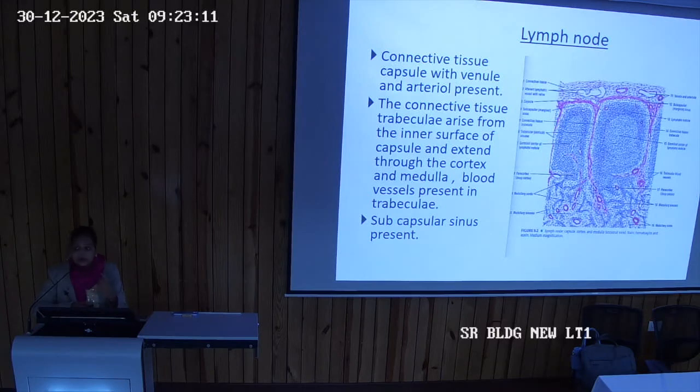Now I said there is afferent vessel and there is efferent lymph vessel. Afferent brings lymph towards the lymph node. So this afferent opens here in the subcapsular sinus. Now this subcapsular sinus is connected to the medullary sinus through trabecular sinus.